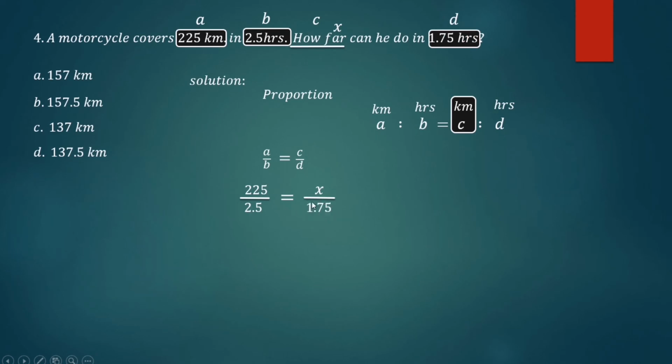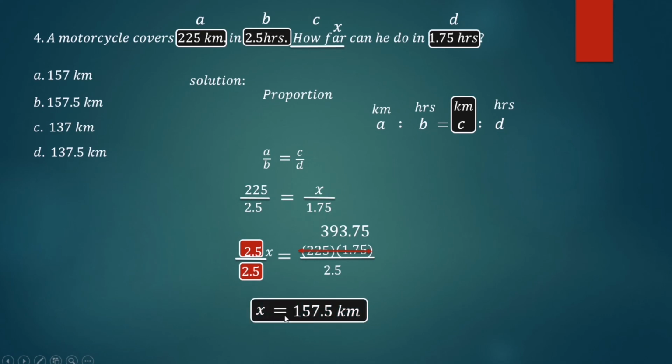Then you're using the cross multiplication. So 2.5 multiplied by X, that is 2.5X. Then get the product, multiply 225 times 1.75. Then divide both side by 2.5 para matanggal yung 2.5, maiwan yung X. Okay, multiply, that is 393.75 divide 2.5. X is equal to 157.5 kilometers. So yan ang ating kilometers for 1.75 hours. So the answer is B.